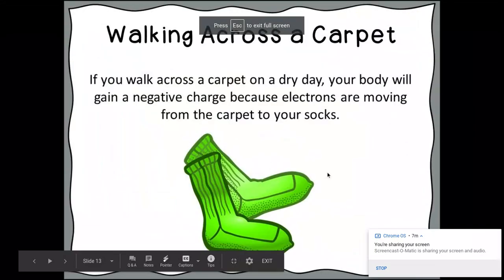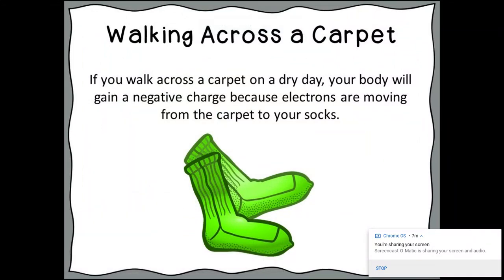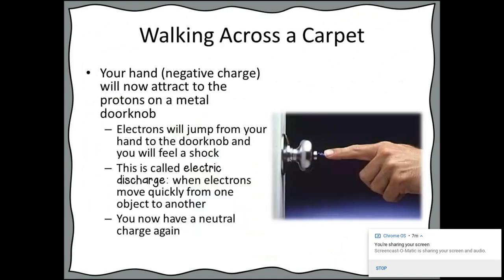Okay, so if you walk across a carpet on a dry day, your body will gain a negative charge because electrons are moving from the carpet to your socks. And then your hand, you now have a negative charge because of that. You're going to touch something metal that electricity likes, and those electrons are going to jump from your body to the doorknob. And because you have so many and it happens so fast, you feel that charge. It's called an electric discharge. They move so quickly, you feel that zzz, that happens. Okay? And that's the last thing I want to talk about.